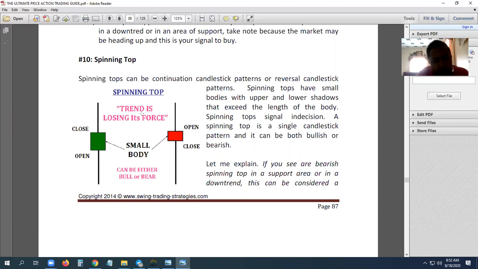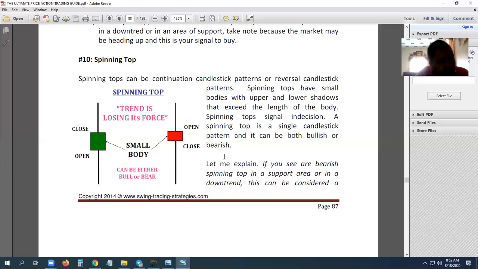Many textbooks will not tell you it's a spinning bottom, but actually it's a spinning bottom when you're going down. When you're going up, you find the end of this, it's a spinning top. They both say the same thing. If the market's going up and you find this, the market is likely to go down. If the market is going down and you find any of these two, it says the market might reverse and go up.